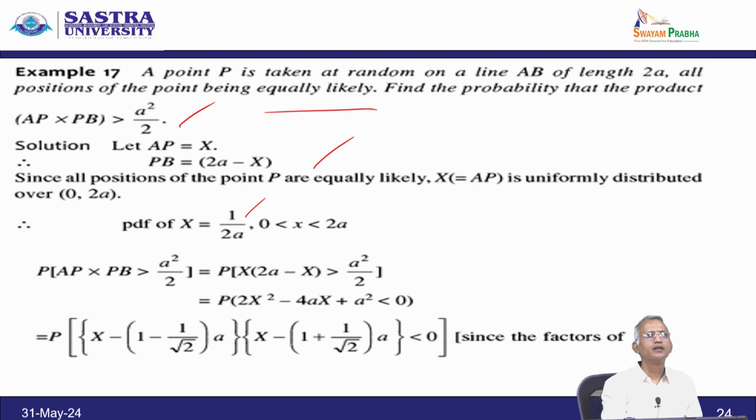Now, the given condition is AP into PB greater than a square by 2. It means the probability that x into 2a minus x is greater than a square by 2, and multiplying, after simplification it becomes 2x square minus 4ax plus a square less than 0. Then we have to factorize. We have the probability that x minus (1 minus 1 by root 2) into a, times x minus (1 plus 1 by root 2) into a, is negative.